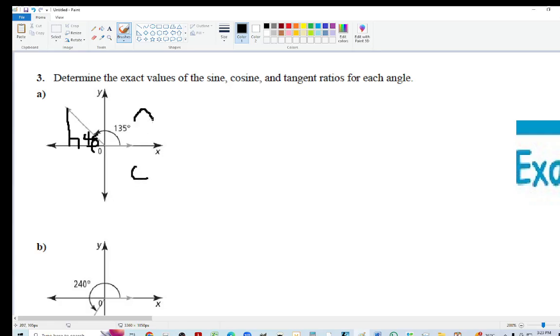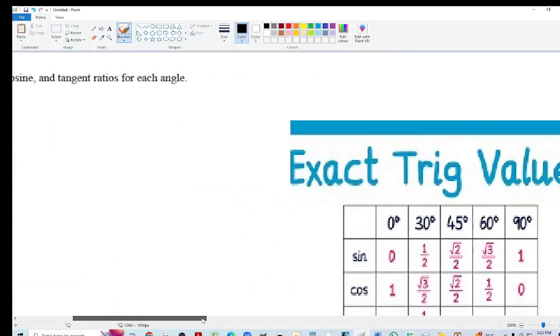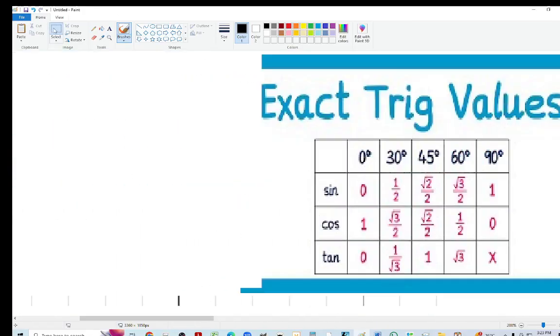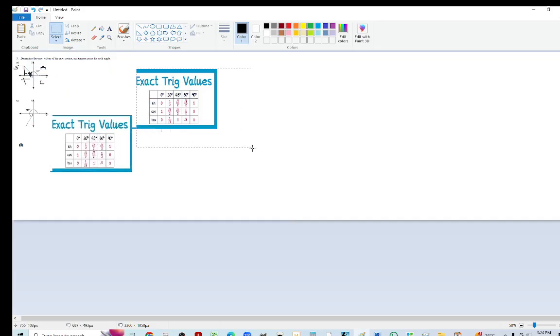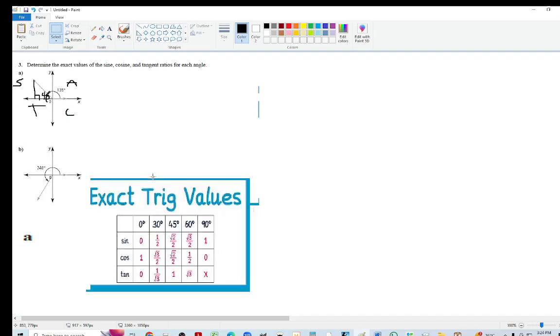I would put in CAST to realize that both the sine and the secant in this quadrant are positive, everybody else is negative. At this point, I would take my exact value table, which is figured out from those triangles I tried to teach you how to draw. And I would work with them, and I would find 45 degrees. Okay, well, there's 45 degrees. Square root 2 over 2.